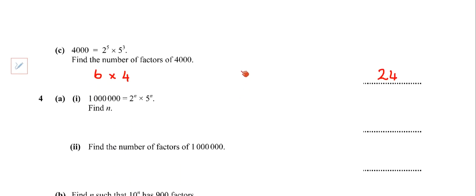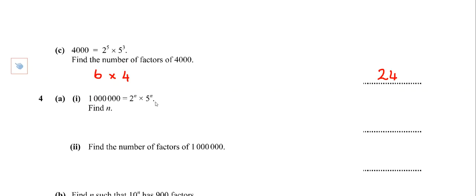So here's the next part. How much do you understand? It starts getting tricky. So we've got 1,000,000 is 2 to the power of something times 5 to the power of something. Find n. So what do we do? 2 times 5 is 2. And then you see that has 6 rows. So you just put 2.